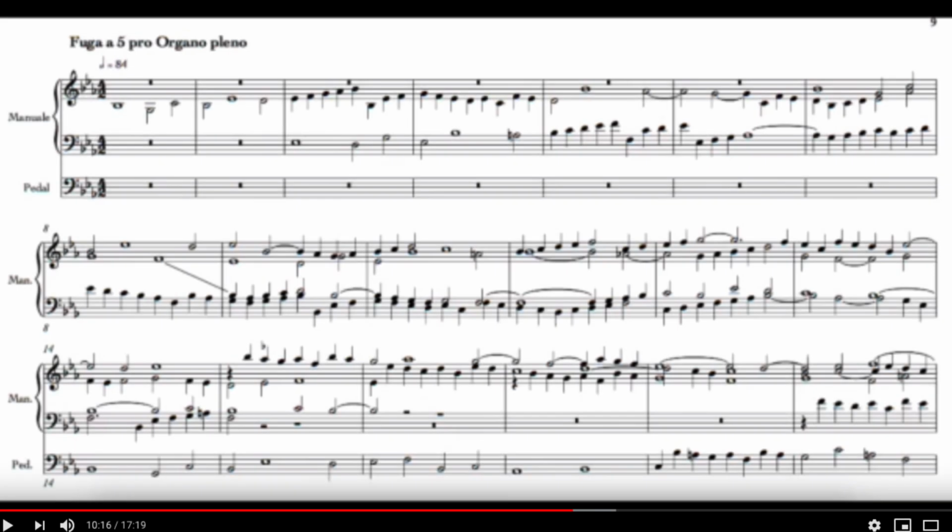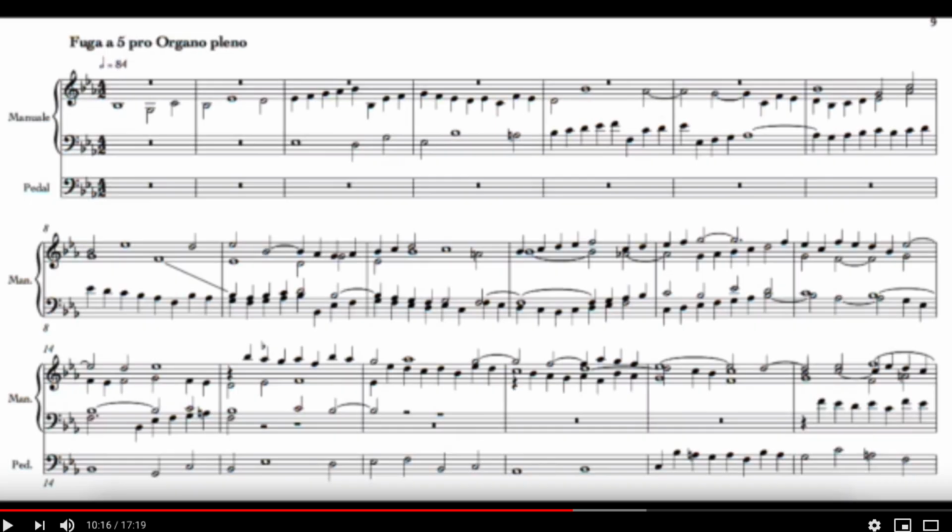Okay, so first let's talk about double and triple fugues. Now, don't get these confused with double counterpoint or triple counterpoint, which is another way of saying the invertible counterpoint that we talked about earlier. This is not invertible counterpoint. This is different. This is when you have two subjects, in the case of a double fugue, and three subjects in a triple fugue.